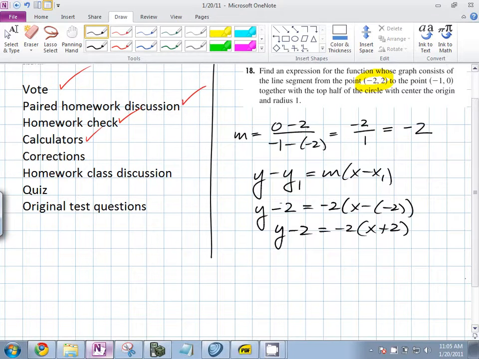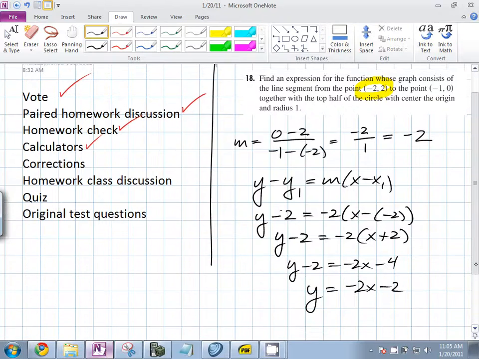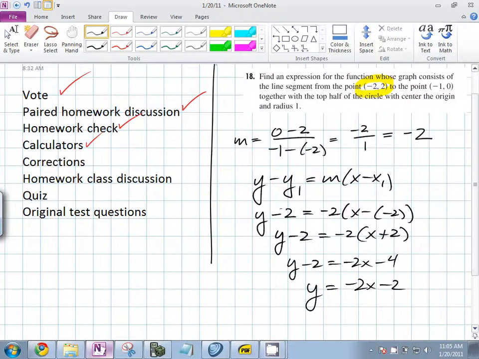You could stop there, as that's in point-slope form. You could write it in slope-intercept form if you really want to. I know you guys feel a lot better when you do, so okay. y minus 2 is equal to negative 2x minus 4, so y is equal to negative 2x minus 2. What's the domain of that function in terms of this question here? It's the line segment from negative 2, 2 to negative 1, 0.